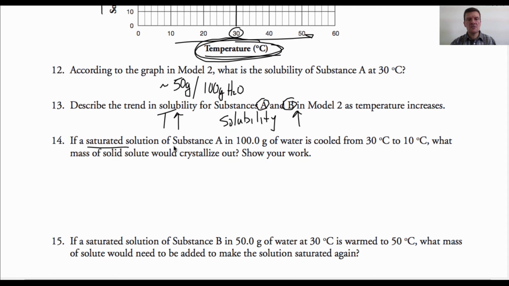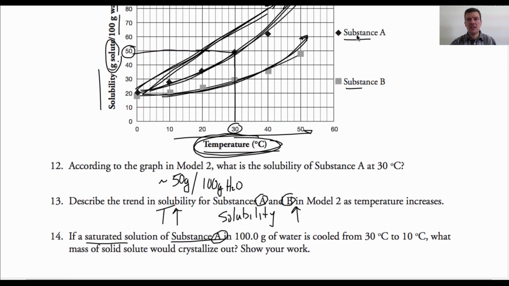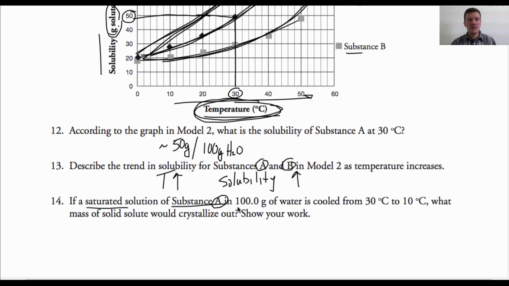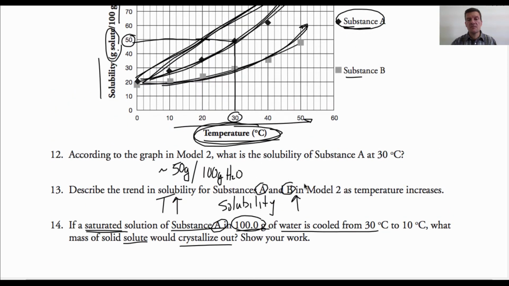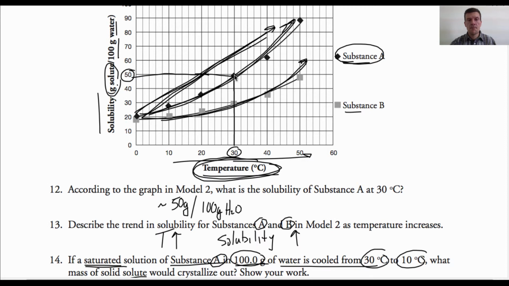If a saturated solution of substance A here, in 100 grams of water is cooled from 30 to 10, what mass of solid solute would crystallize out? Oh, that's a great question. If a saturated solution, you have 100 grams of water, and it's saturated, and you are at 30 degrees Celsius and then go down to 10. So if we're at 30, and then we go down to 10 here, look at the difference. It goes from 50 grams being able to stay dissolved in that 100 grams of water down to 20.